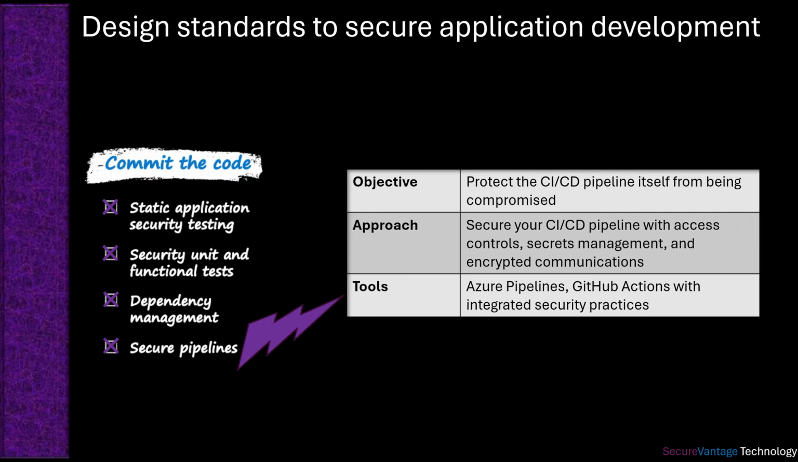The objective of secure pipeline is to protect the CI/CD pipeline itself from being compromised. You as a cybersecurity architect ensure that the CI/CD pipeline is managed with appropriate access control. Secrets consumed in the pipeline are managed, rotated, and maintained securely, and there is encrypted communication from the Git clients to the actual corporate network. The development team can make use of Azure Pipelines and GitHub Actions with integrated security practices to achieve the objective.